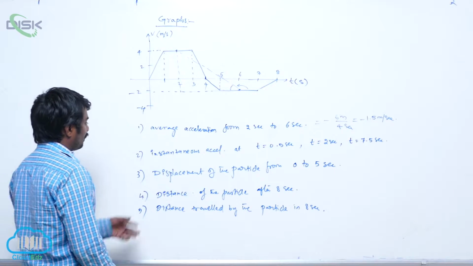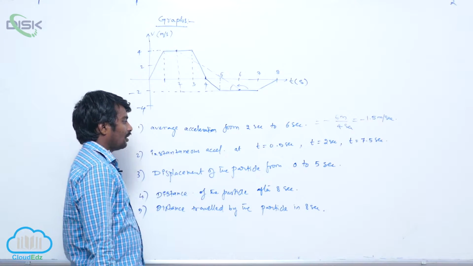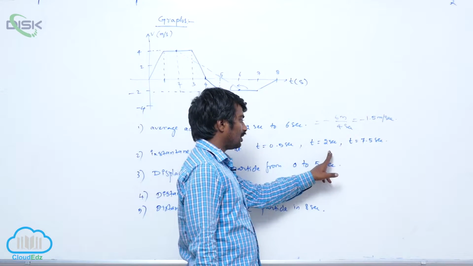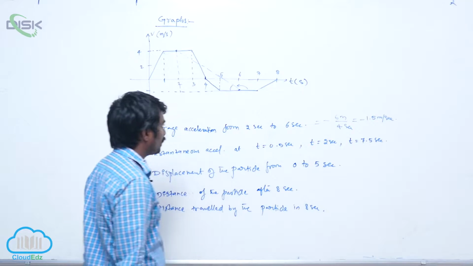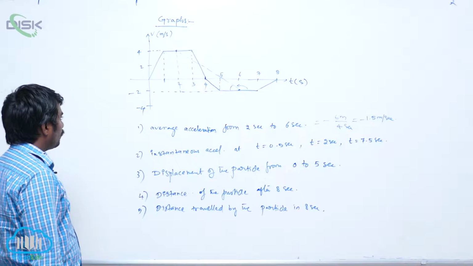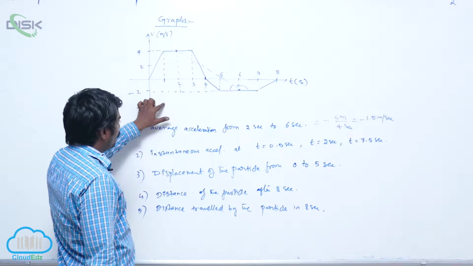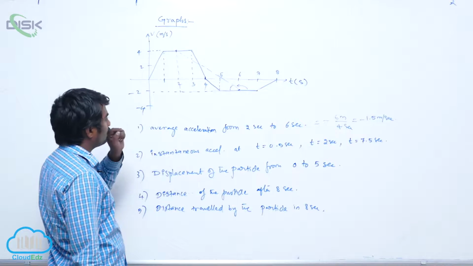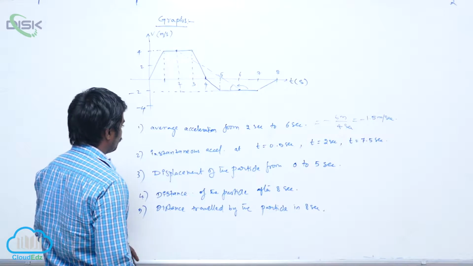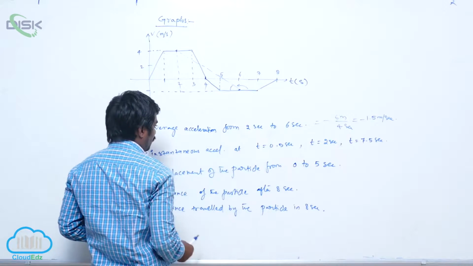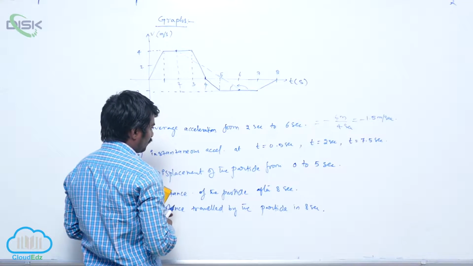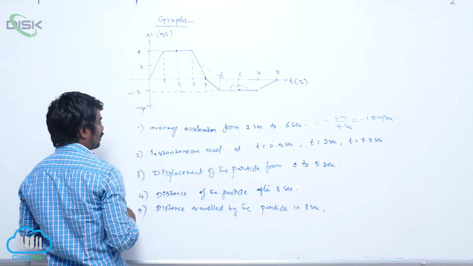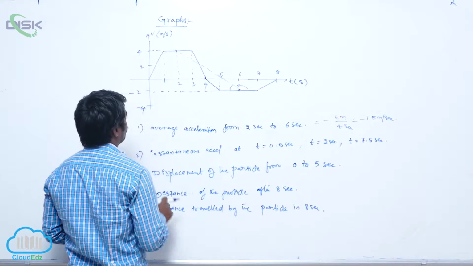Now let us calculate instantaneous acceleration. At t equal to 0.5 seconds we have to calculate, t equal to 2 seconds we have to calculate, at t equal to 7.5 seconds also we have to calculate, right? Now from the VT graph, instantaneous acceleration, how to calculate? dv by dt. That means slope of the tangent drawn to the VT graph at a particular point. Here at t equal to 0.5 seconds we have to draw a tangent to the graph, so we have to calculate the slope of that tangent drawn to the VT graph. It gives you instantaneous acceleration at t equal to 0.5 seconds.